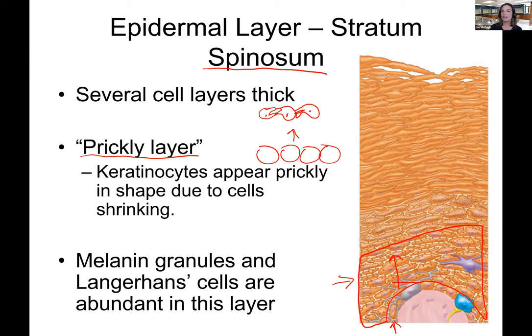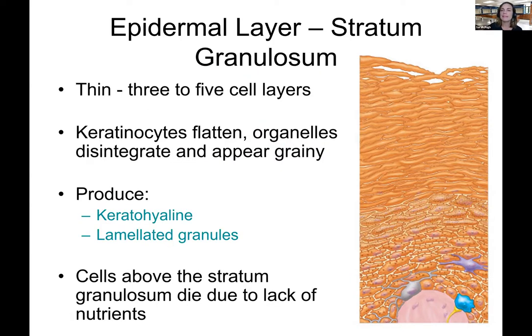We do find all those keratinocytes that are in the stratum spinosum. Remember, they've all taken up the melanosomes. They've taken up those vesicles, so they're nice and protected from UV rays. You also have Langerhans cells in this layer. The next layer is the stratum granulosum.